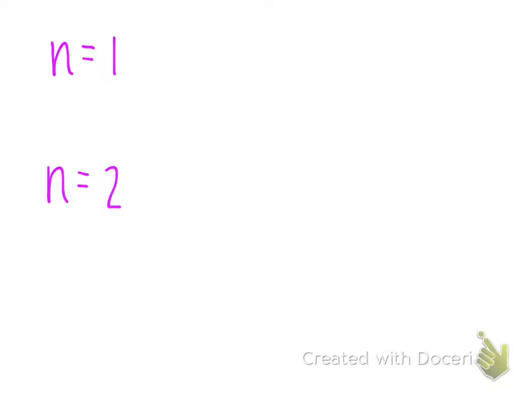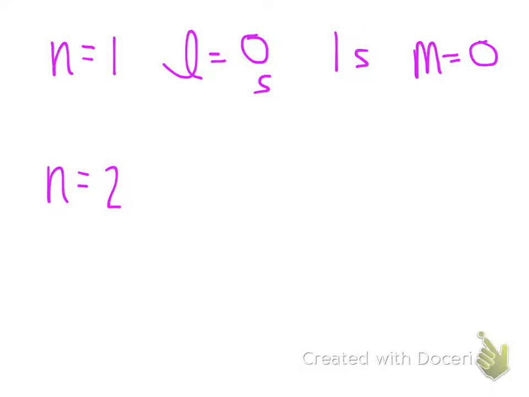Okay, so if n equals 1, that means l is equal to what? Only 0, right? What would we call that orbital? Yeah, it would be an s orbital, so we'd call it a 1s orbital. What would m have to equal there? Yeah, it'd have to be 0, right? There's no orientation, because the only way that orbital can be is a spherical shape.